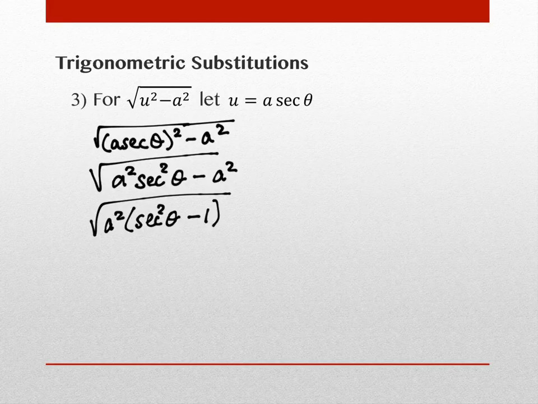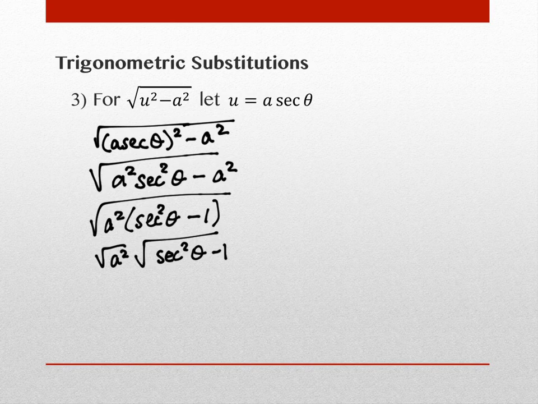Okay, everybody good so far? All right, we can do the square root of a squared, and we can do the square root of secant squared of theta minus 1. What's the square root of a squared? It's a. What's the square root of secant squared of theta minus 1? That is tangent of theta. Sorry, tangent squared. And what's the square root of tangent squared?